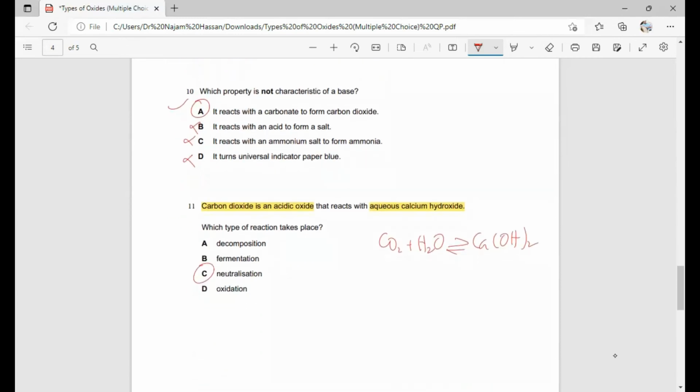In question number 10, which property is not characteristic of a base? Base cannot react with carbonate, because carbonate itself is a base. And obviously carbon dioxide will form. So acid is a compound which will react with carbonate to form salt, carbon dioxide, and water. As you know, carbon dioxide is an acidic oxide that reacts with aqueous calcium hydroxide. Which type of reaction is it? Neutralization.